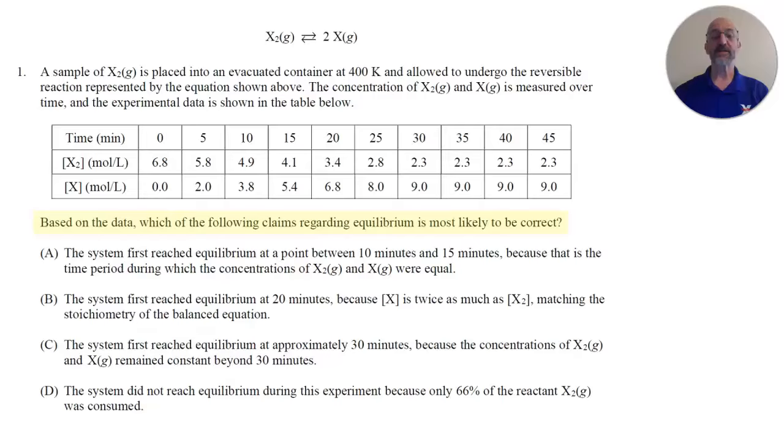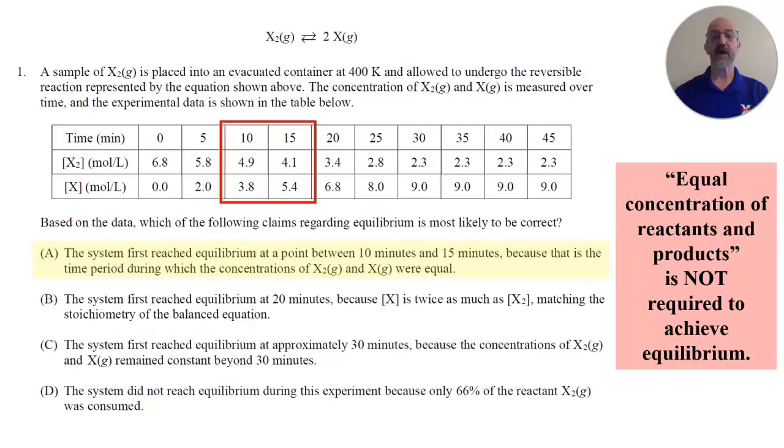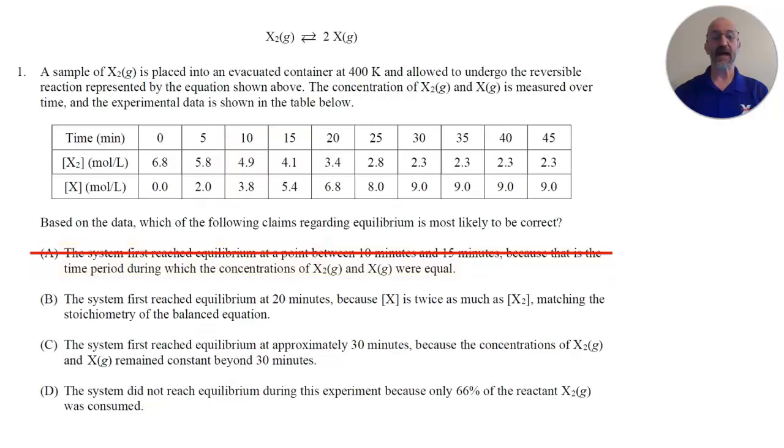I will begin with choice A, which says the system first reached equilibrium at a point between 10 minutes and 15 minutes, because that is the time period during which the concentrations of the reactant, X2, and the product, X, were equal. This is a potential misconception: when students hear the word equilibrium, they think equal, that somehow the concentration or the pressure of the reactants must be the same as the concentration or the pressure of the products. But equal concentration of reactants and products is not required to achieve equilibrium, so we can eliminate choice A.